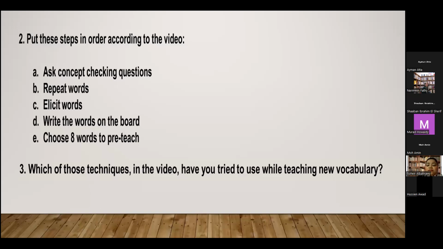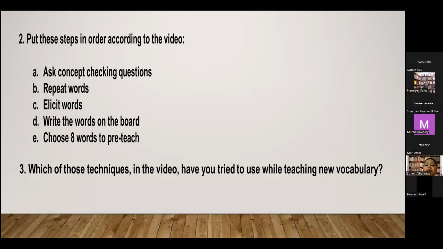Which of those techniques? We have here 4 or 5 techniques. Which of these techniques can you write on the chat box, please? Which techniques of these in the video have you already tried? Miming, realia, eliciting. Perfect.